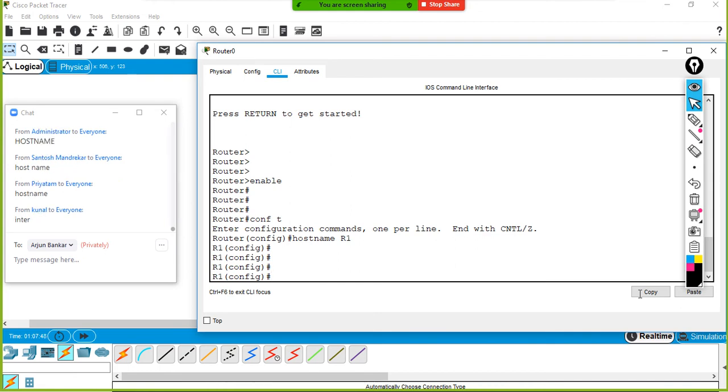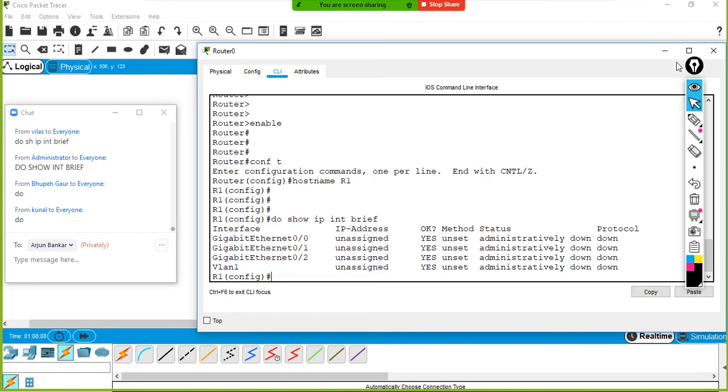For example, so far I didn't configure any IP addresses, right? But if I want to see the interfaces and their status, what is the command we are going to type? Show IP interface brief, right? But since I am in the configuration mode, I cannot type show IP interface brief, right? Good. I need to type do show IP interface brief. Good. Now I can see my topology.